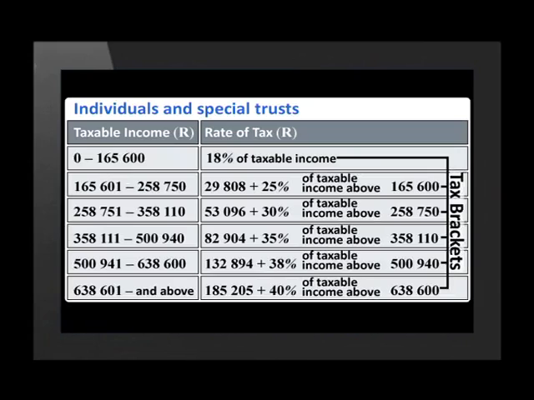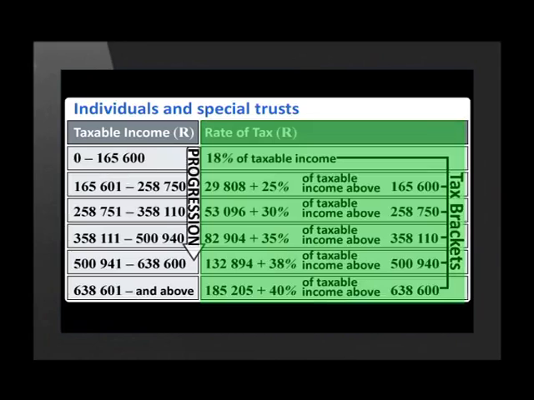South Africa has a progressive system of tax. This means that the tax rate increases from one bracket to the next. In other words, the more you earn, the more income tax you pay. The rates of tax can be defined as the percentage rate at which a taxpayer's tax liability is calculated.